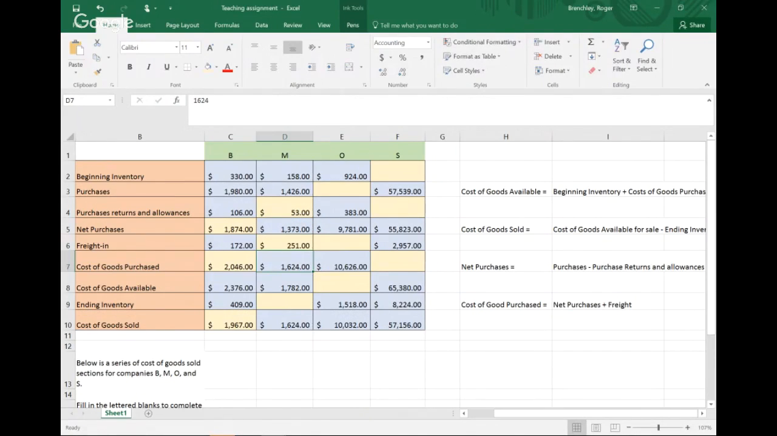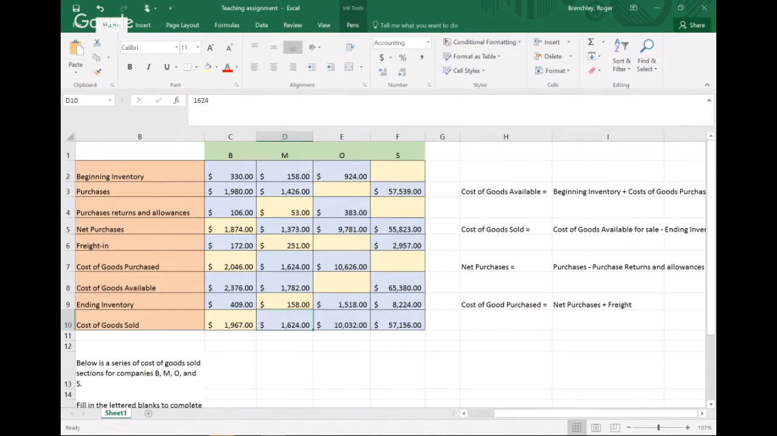We get $251. And if we go to our ending inventory, this is very similar to what we did before. Just like with our cost of goods sold, we're going to take our cost of goods available minus our cost of goods sold, and that's going to give us our ending inventory.